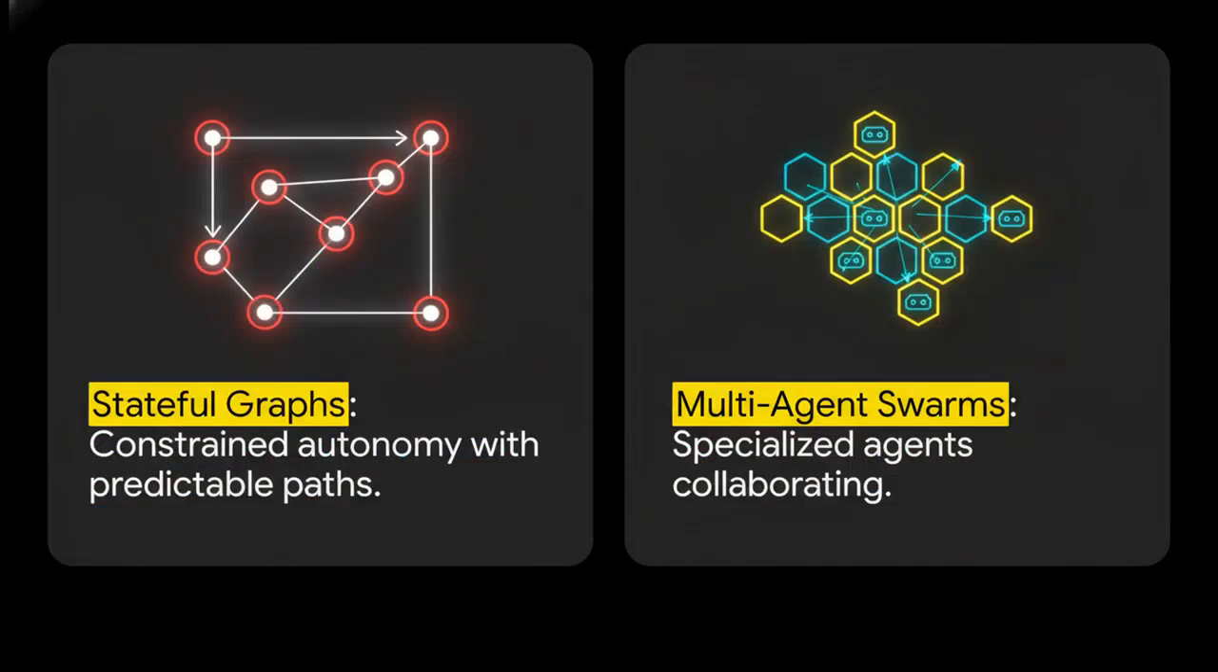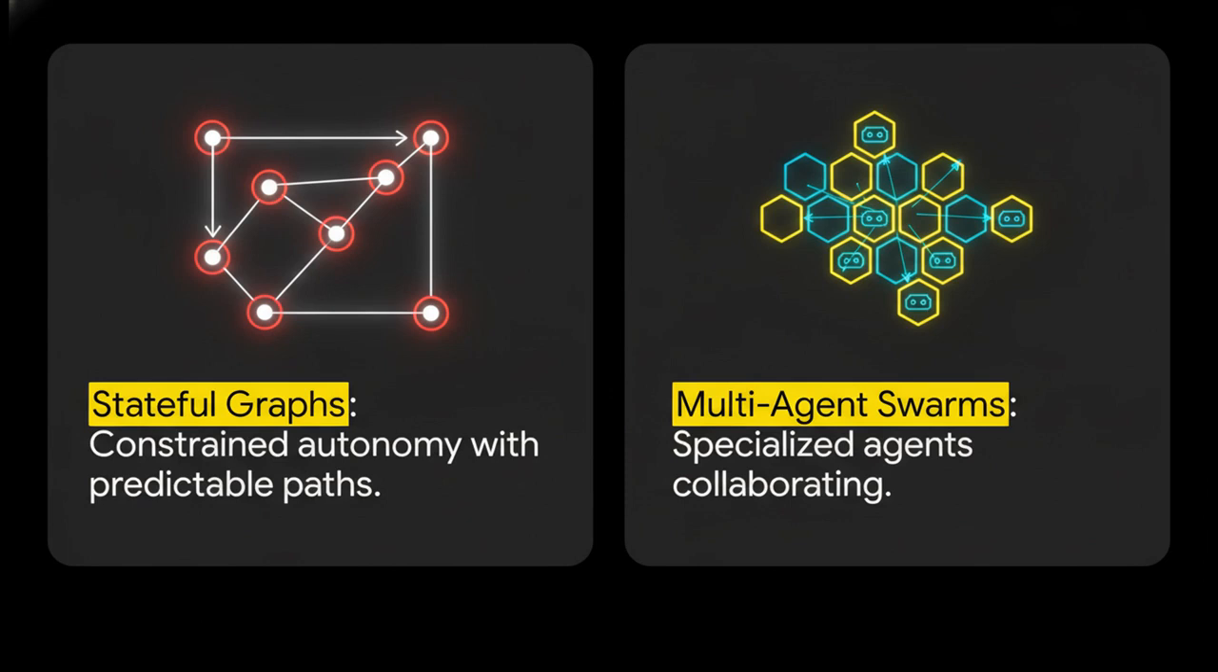First things first, you have to choose your orchestration framework very wisely based on your specific use case. For most enterprise applications, you want constrained autonomy. You need predictable paths and highly testable transitions. That's where stateful graph workflows like LangGraph really shine. You model the agent as a state graph with explicit decision nodes.